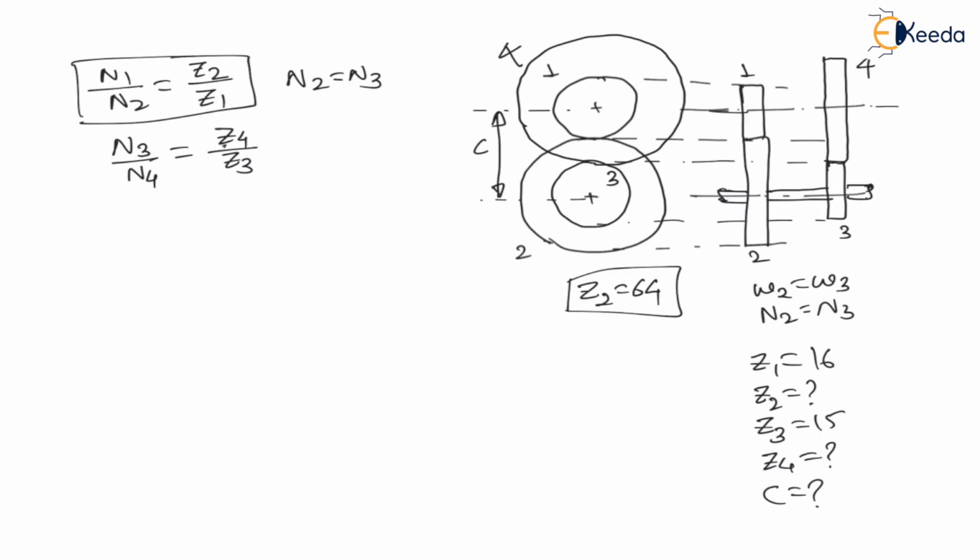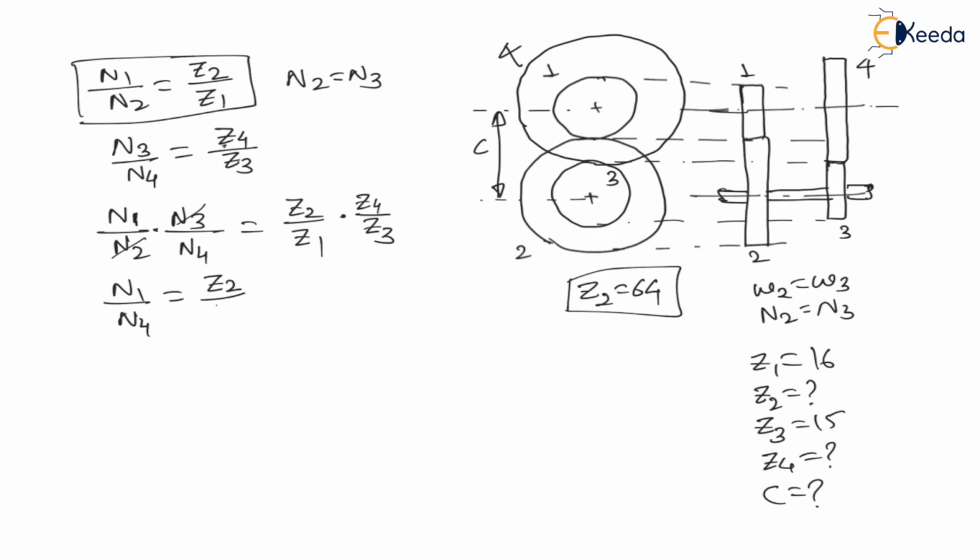Therefore, if I write like this, see here, N1 divided by N2 into N3 divided by N4, then it will become Z2 divided by Z1, instead of N1 divided by N2, into Z4 divided by Z3, instead of N3 divided by N4, right? Now, but my dear students, N2 and N3 are the same, therefore it will become N1 divided by N4 is equal to Z2 divided by Z1 into Z4 divided by Z3.